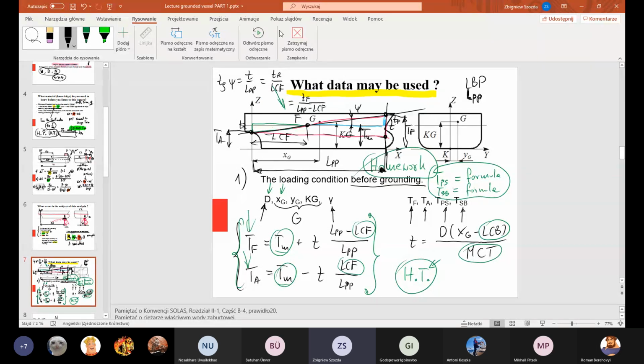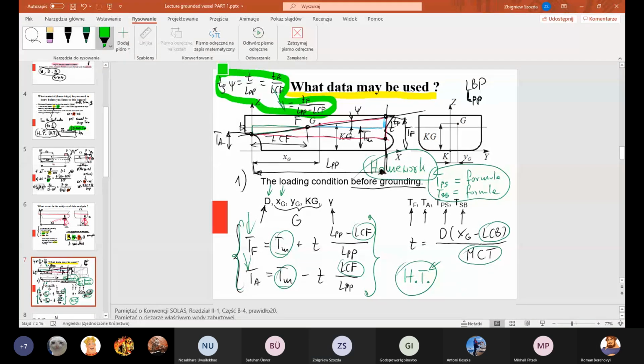Okay, this is pure geometry I put here. Similar triangles. I hope you can transform this geometrical relationship into final formulas for how to calculate fore and aft draft. Maybe you can see LPP minus LCF over LPP. It will work like this.